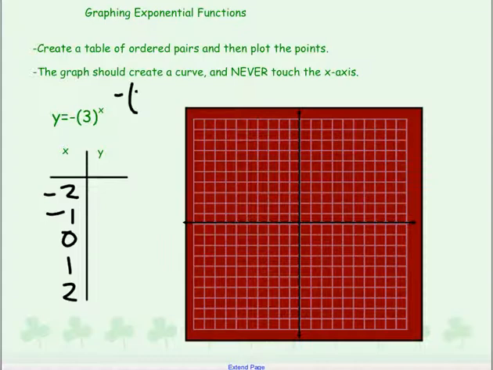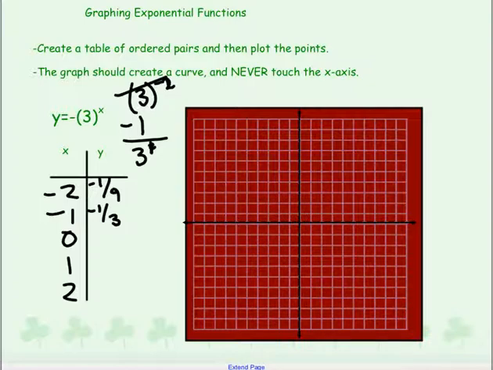We say -3 to the -2nd power. Well, that negative is still going to be up in the numerator, so a -1 over 3 to the 2nd power, which means I get a -1/9, okay? Plug in -1, we get something similar, but 3 to the 1st power in the denominator, so I have -1/3. 0, well, the 3 to the 0 power just goes to a 1, so I get a -1. 3 to the 1st power, and then make it negative, is a -3. And then 3 to the 2nd power is 9, make it negative, and we have a -9.